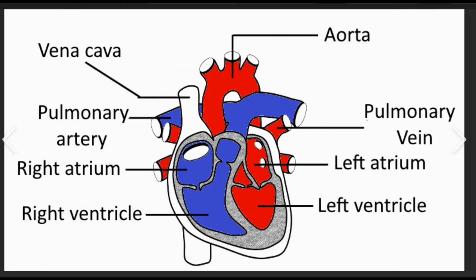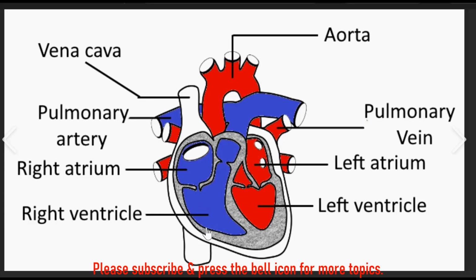If you look at the anatomy, this is the right side of the heart, which has deoxygenated blood, and the left side has oxygenated blood. The pulmonary circulation begins from the right ventricle. This is right atrium, right ventricle, left atrium, and left ventricle. And pulmonary circulation begins from the right ventricle.